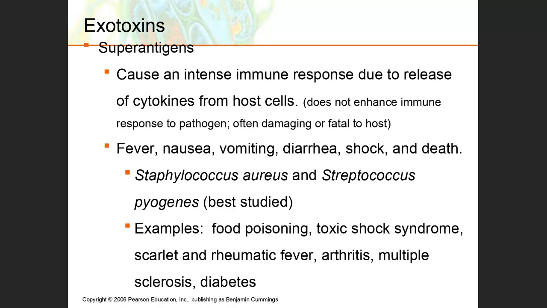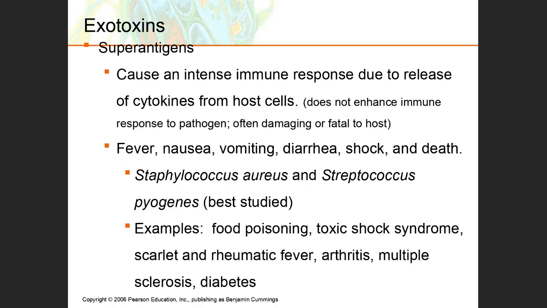And so the lungs start leaking and they fill with fluid and you can't breathe, and so you die. But that damage was caused by the immune system. So once the immune system gets going, it does often cause incidental host damage. In the case of superantigens, it's almost guaranteed the immune system is going to overreact and cause damage. And that could cause fever, nausea, vomiting, diarrhea, shock, and death. So superantigens are super bad, not super good.